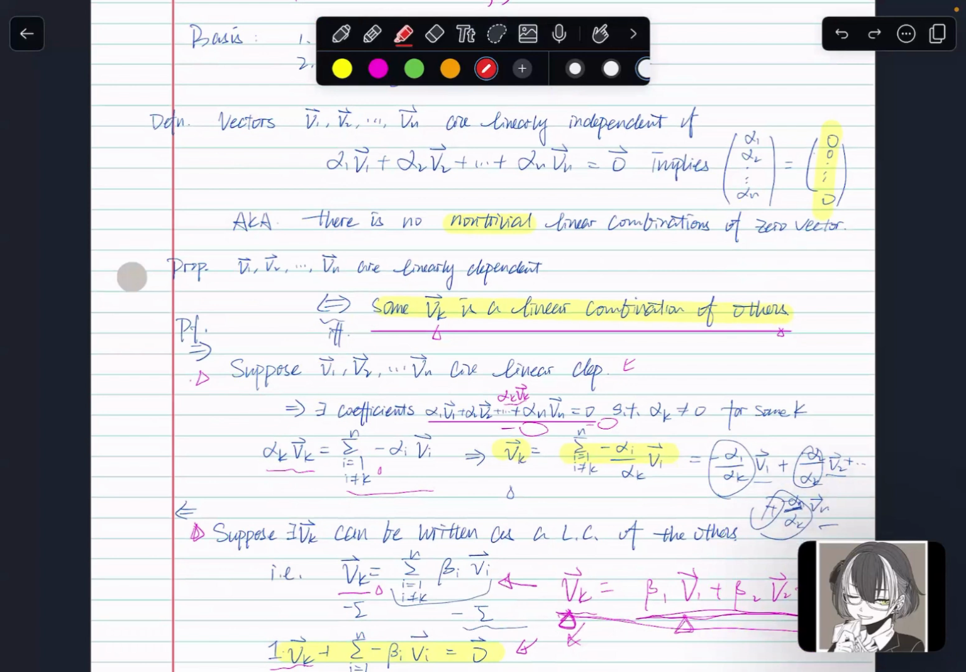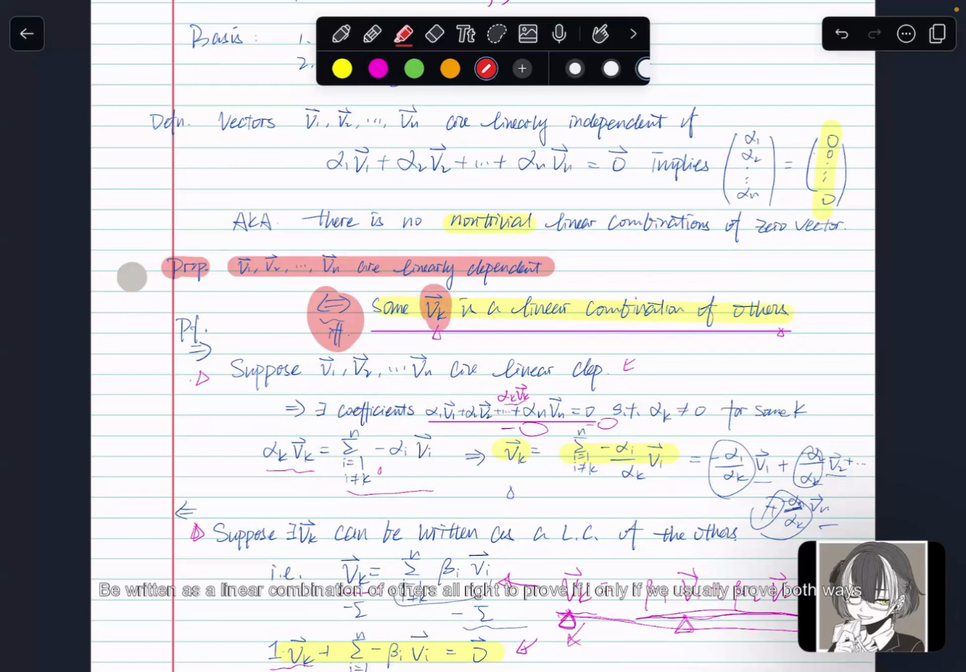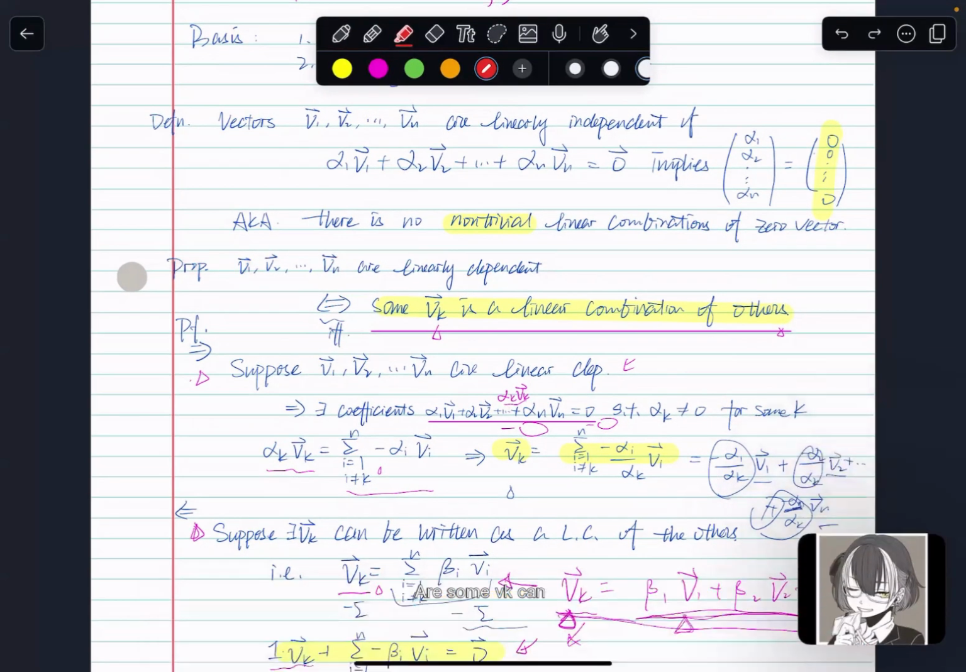Now I have a proposition. We say V1 through Vn are linearly dependent if and only if, so this is like implication in both ways, there is some Vk that can be written as a linear combination of the others. All right, to prove if and only if, we usually prove both ways.